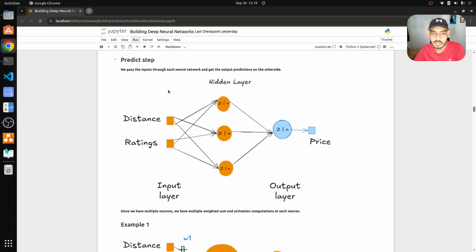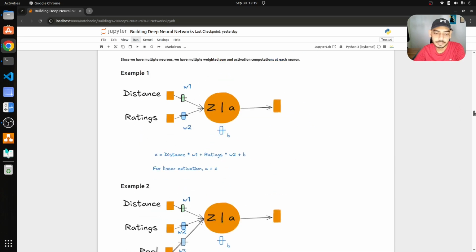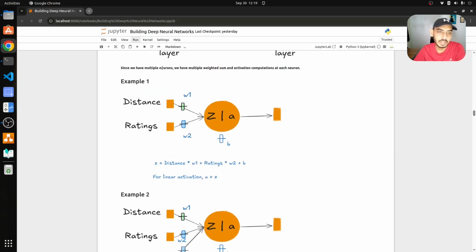This is how the diagram looks, where we have distance and ratings, and each neuron is calculating z and a, and we'll be passing that to the final output layer, which is another neuron, which also has its own set of weights and activation function, and we have to update that as well. Since we have multiple neurons, we have multiple weighted sum and activation computations, one at each neuron.